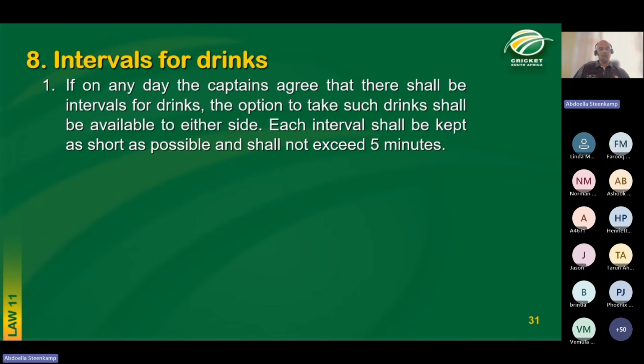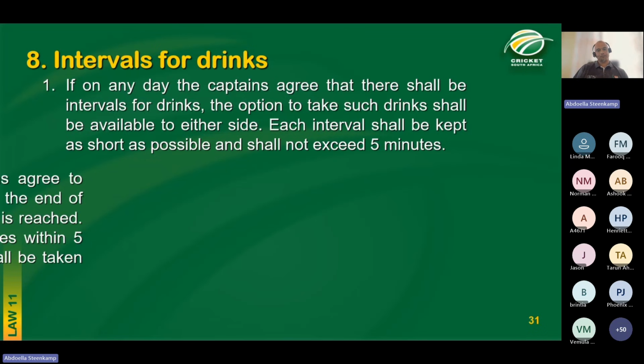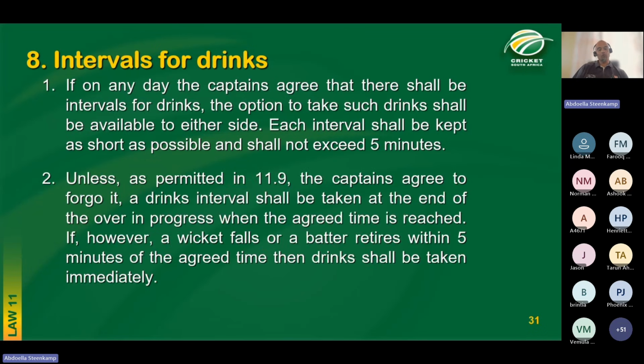When it comes to the interval for drinks, the law doesn't tell us how long it should be, but it guides us by telling us drinks should not be more than 5 minutes. If a wicket falls with 5 minutes to go till drinks, we will take drinks immediately. But that wicket must fall or a batter must retire within 5 minutes of drinks. We will then take an early drink.